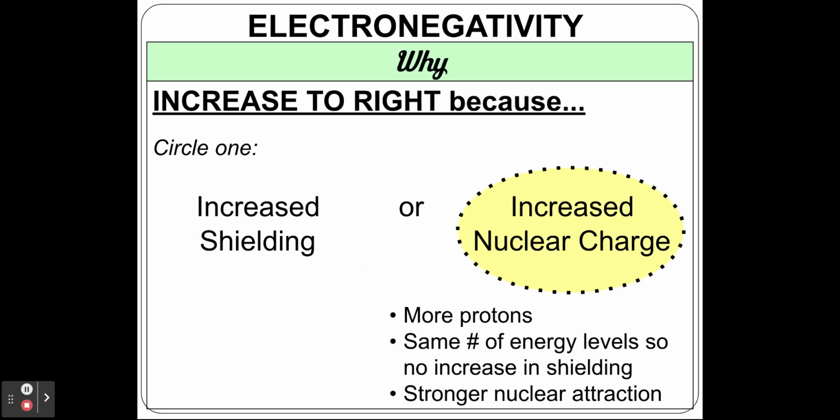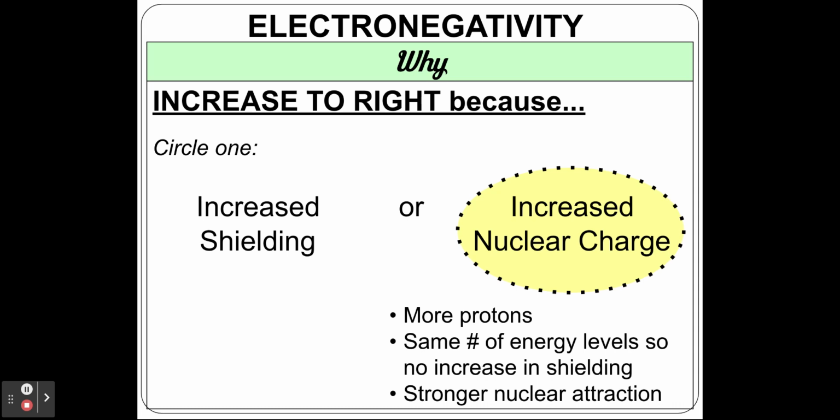So electronegativity increases to the right because of increased nuclear charge. As you're going from left to right, the effective nuclear charge is increasing. Those higher charges cause a higher attraction. They want more electrons, so they're going to pull on those electrons more. They're going to want those electrons more because there's just a higher effective nuclear charge.